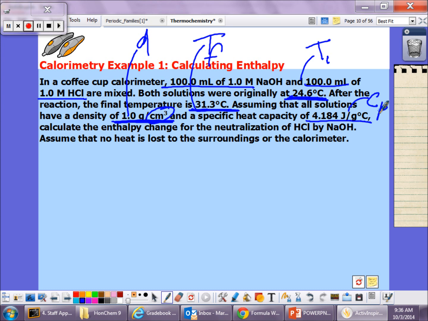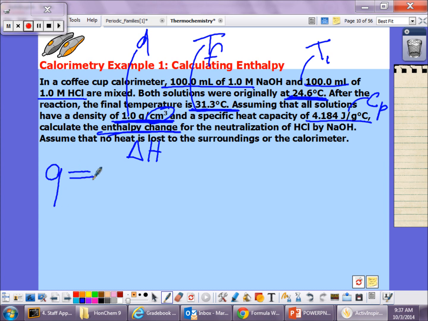Calculate the enthalpy change. They are asking for delta H. Enthalpy change delta H for the neutralization of HCl and NaOH. Assume that no heat is lost to the surroundings or the calorimeter. On your next lab, you will do the same assumption, or you will have a way to calculate the heat absorbed by the calorimeter. So, what formula do we use for the first way to calculate delta H? Let's start with Q first. Everybody write down that formula.